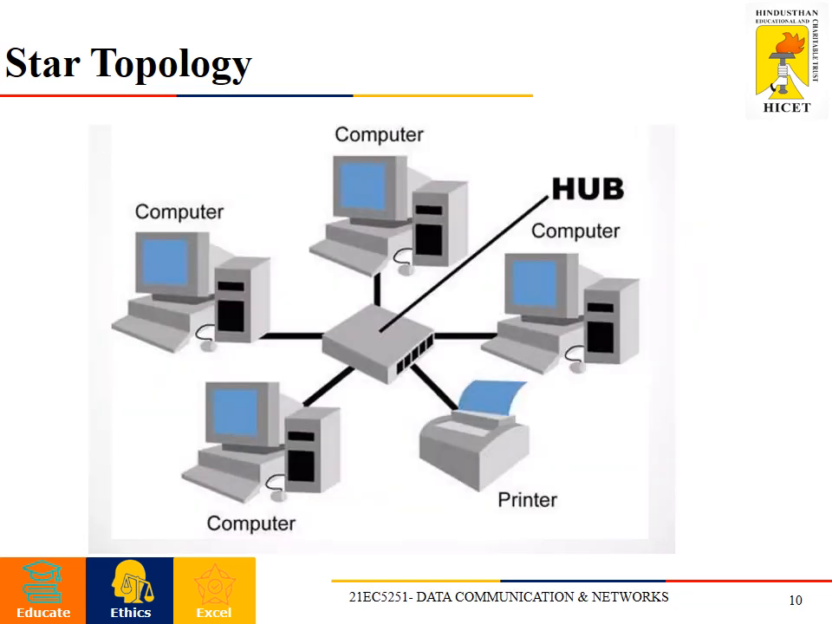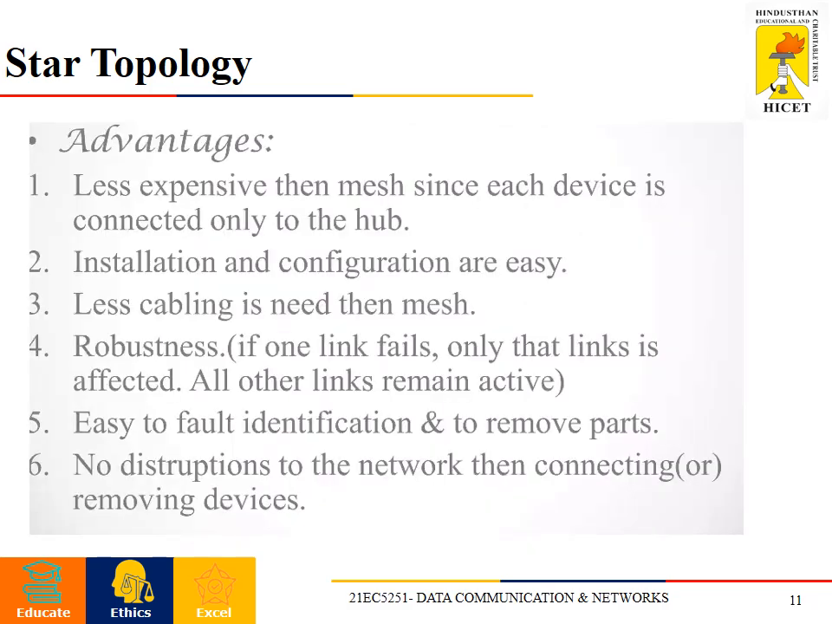This is the diagrammatic representation of star topology. The central one is a hub. Each node is connected to the hub and the transmission takes place through the hub. And some advantages: less expensive than mesh, since each device is connected only to the hub. Installation and configuration are easy. Less cabling is needed than mesh. Easy fault identification and to remove paths.